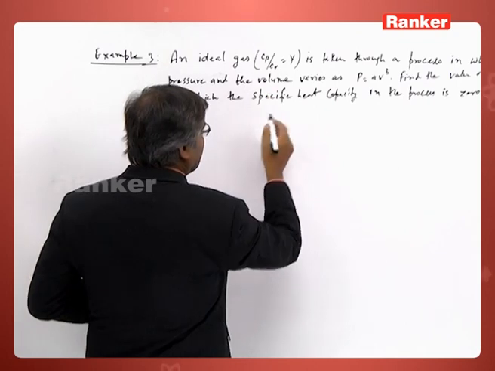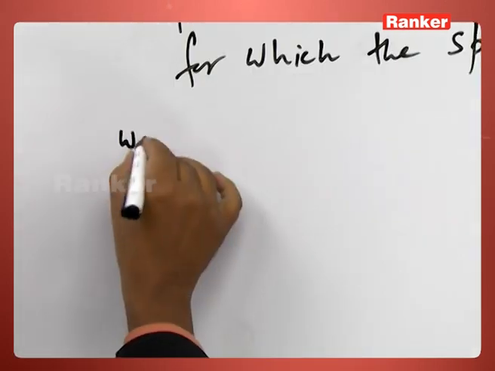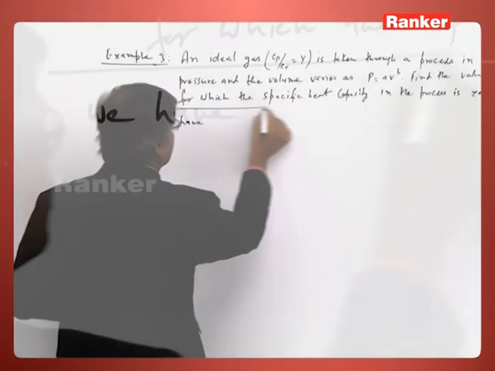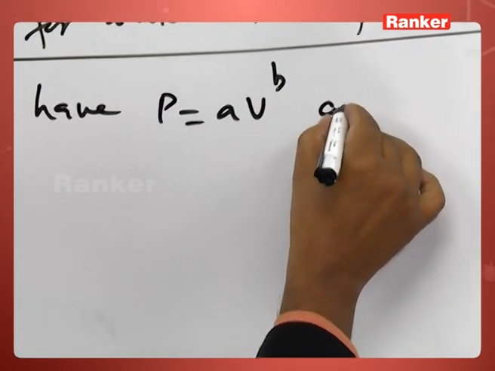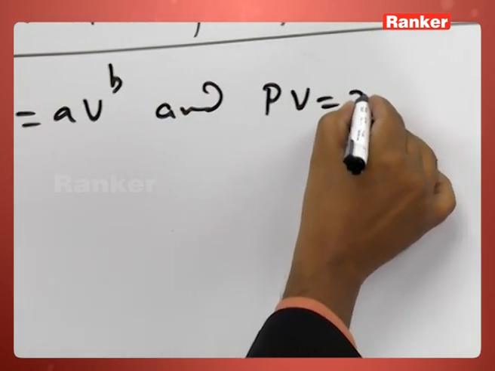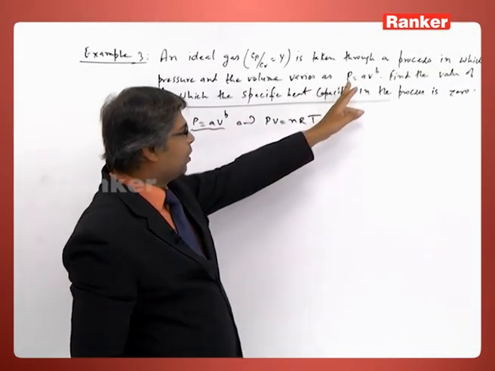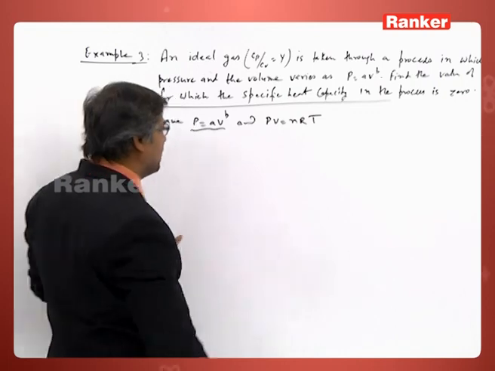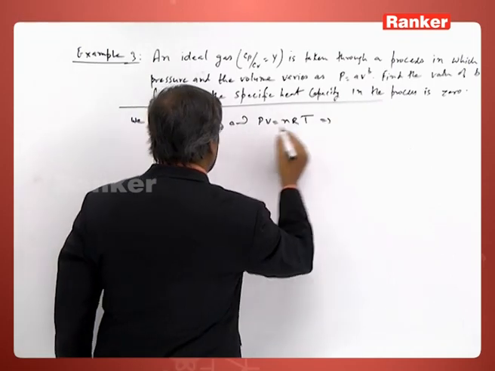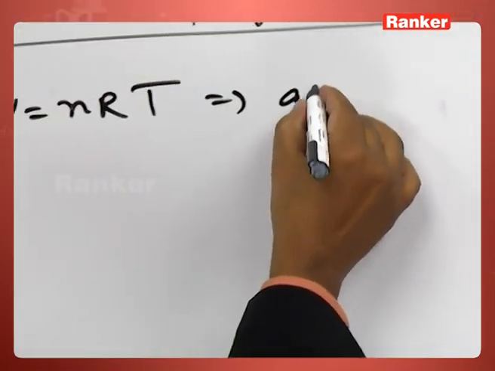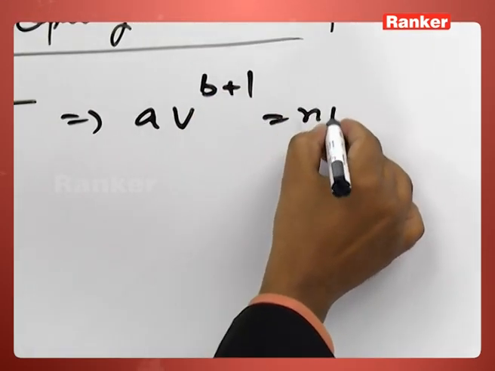First let us relate how volume changes with temperature for this. We have P is equal to A V to the power B, and PV is equal to nRT from the ideal gas equation. So this is the equation of state for this process, and this is the general equation. Let us substitute here. From these two we substitute A V to the power B, so A V to the power B plus 1 is equal to nRT.